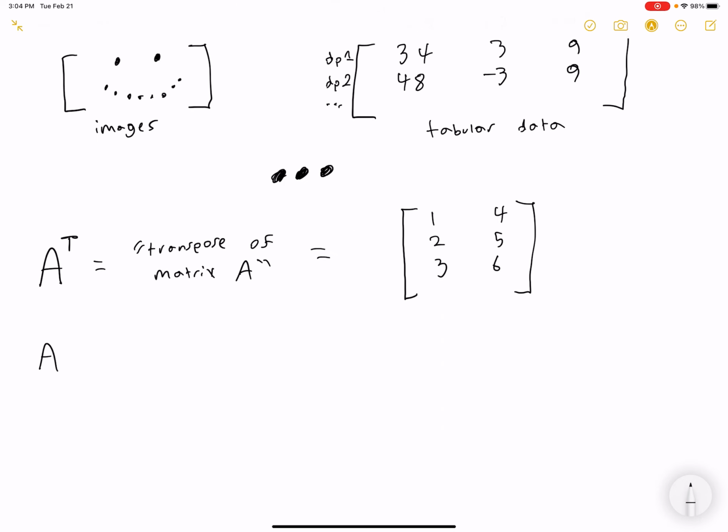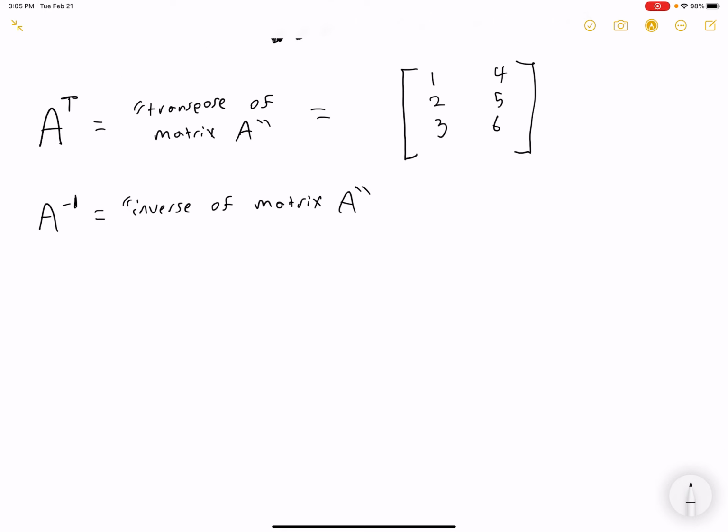So that's one operation. Another operation is taking the inverse of a matrix. So that's the inverse of matrix A. And there's a way to calculate it specifically, but it doesn't really matter for this class. All that we need to know is that a matrix times its inverse is equal to something called the identity matrix, which is like 1 in matrix form.